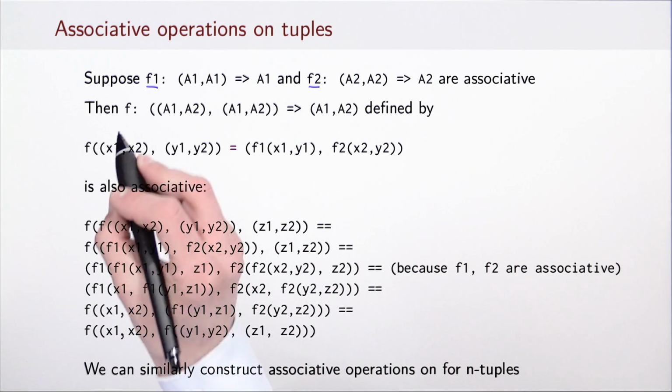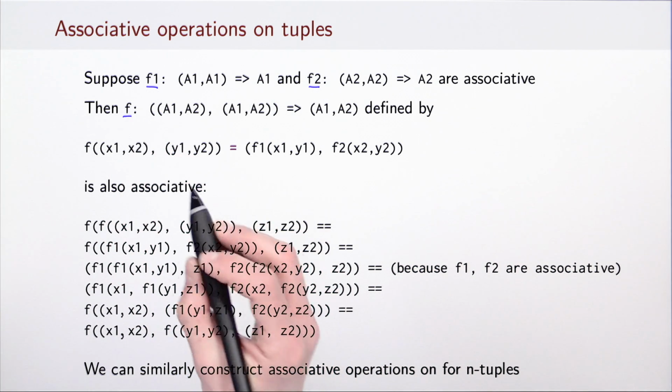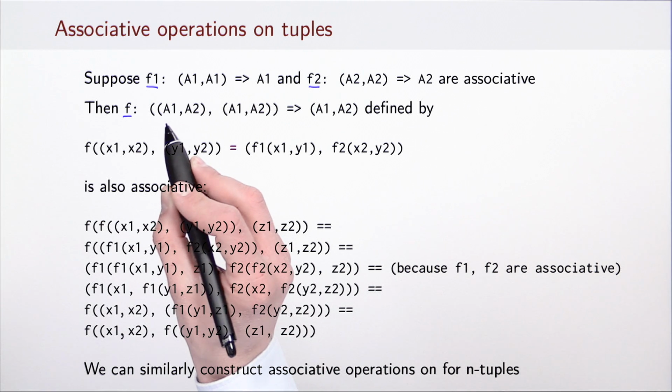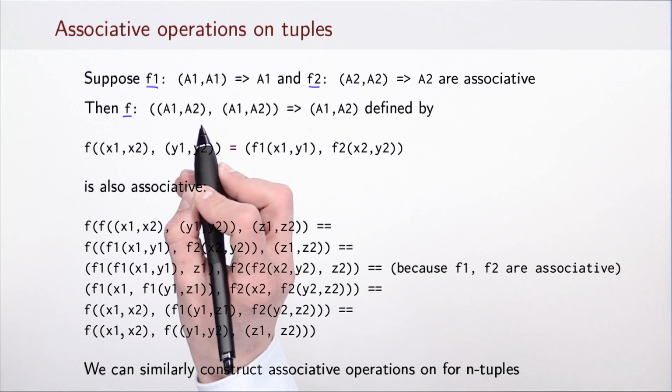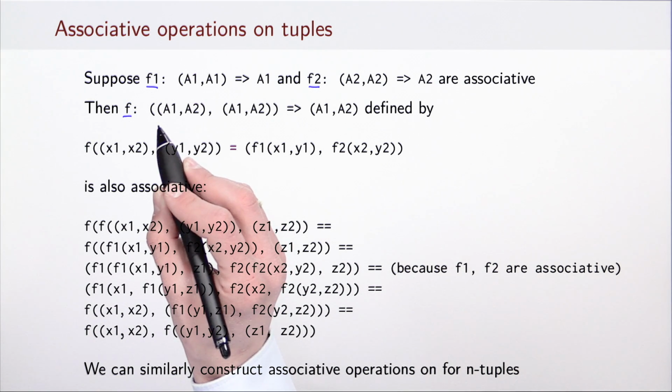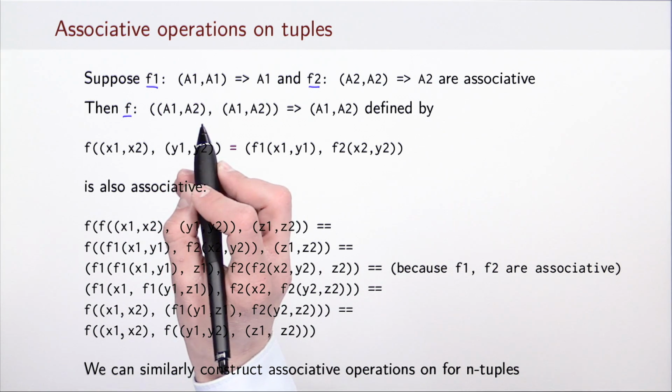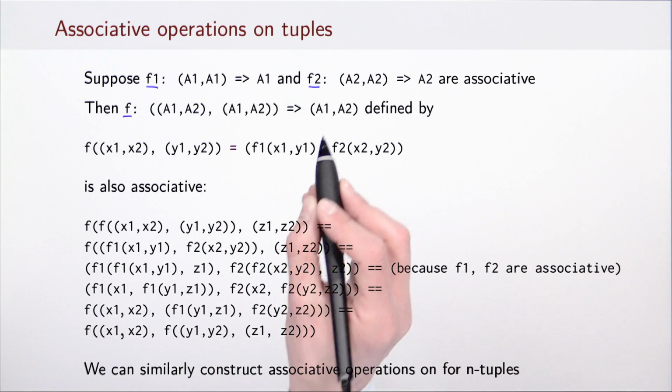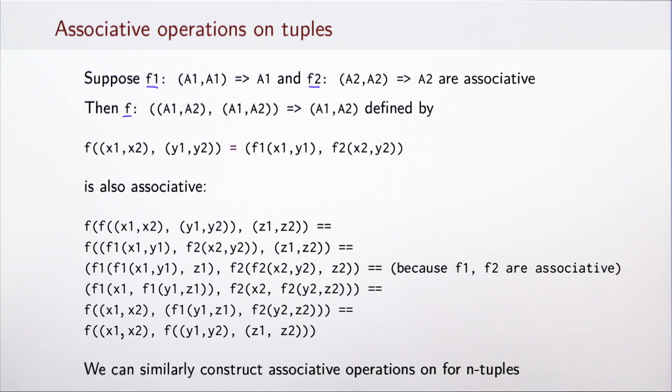We will then define function f that operates on the pairs of elements from A1 and A2 and is also a binary operation. So it takes two arguments. The first one is a pair and the second one is a pair, and it returns a pair. How do we define it? In pretty much the only natural definition given the signatures of function f1, f2, and f.